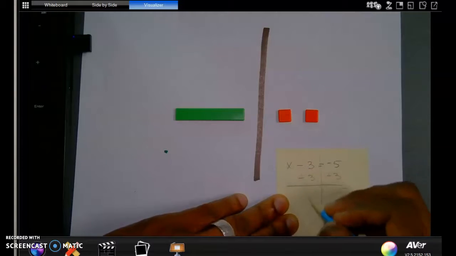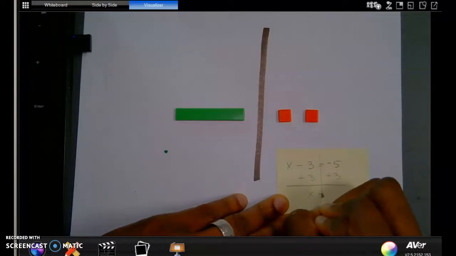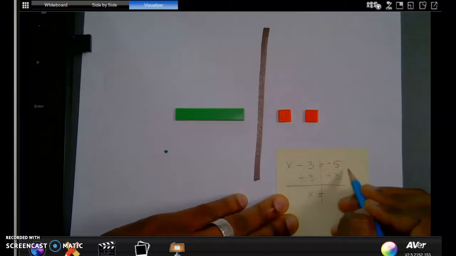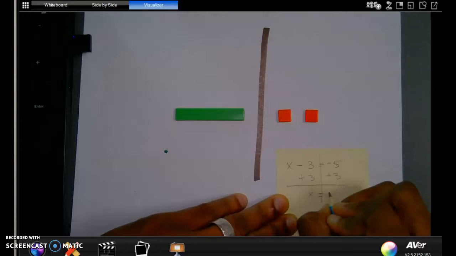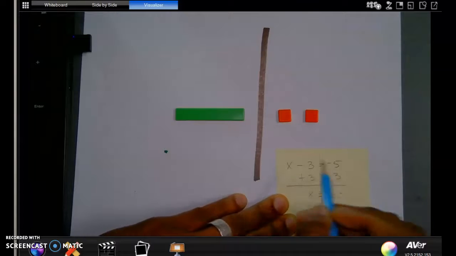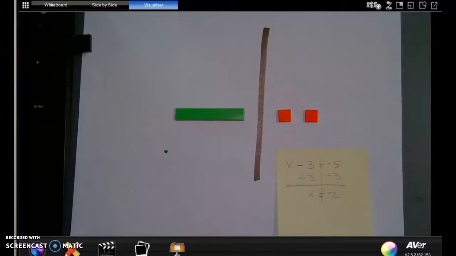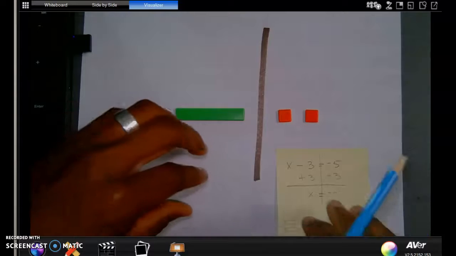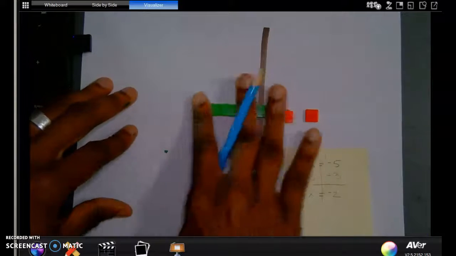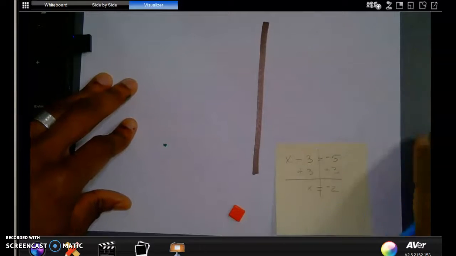So these create 0 pairs. X is going to be equal to, again, combining my integers, -5 plus a +3 becomes a -2. I modeled everything that I showed you in the algorithm. Okay, so everything that I did there, I did on paper as well. Okay, so moving on to our next problem. I'm going to clear the board.